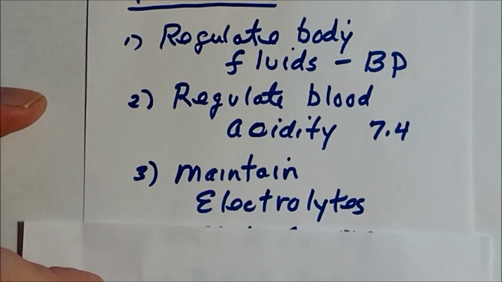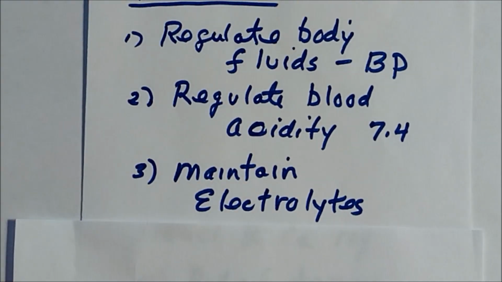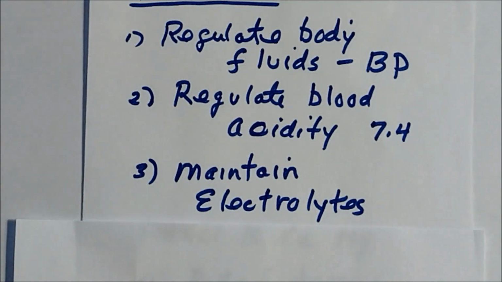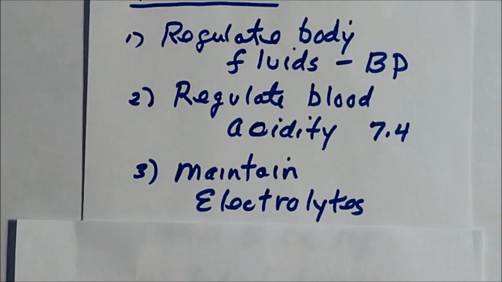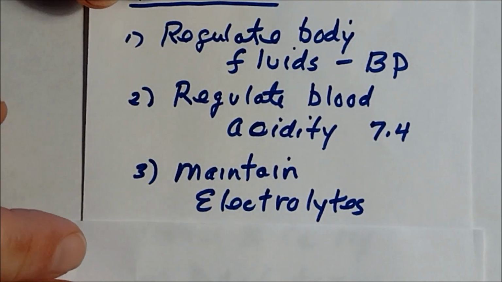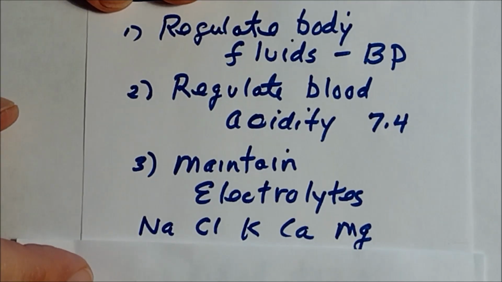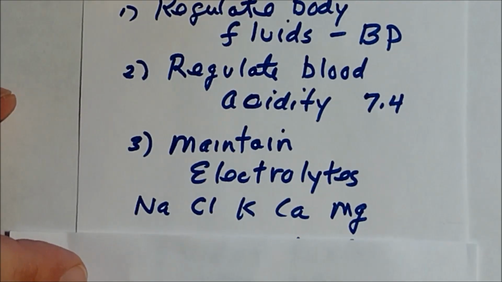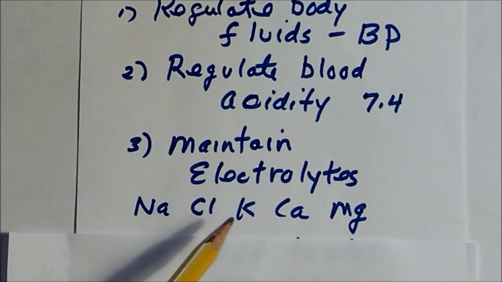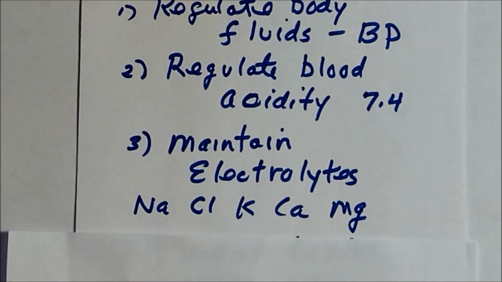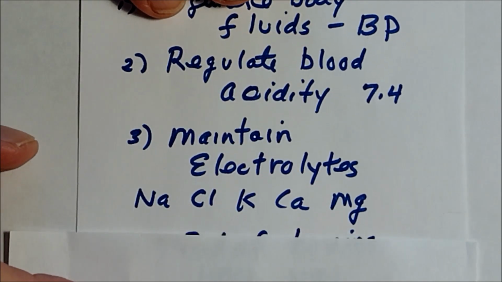Let's see what else. They also maintain the electrolytes. These are the chemicals like potassium, magnesium, calcium, and so on that help to keep electrical balance in the cells and also help in ways to keep the water balance. So these have to be kept regulated and maintained. And the kidneys do those. Oh, here are some examples. Sodium, chloride, potassium, calcium, and magnesium are all maintained through the kidneys.